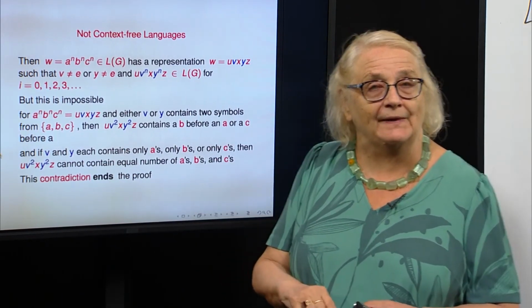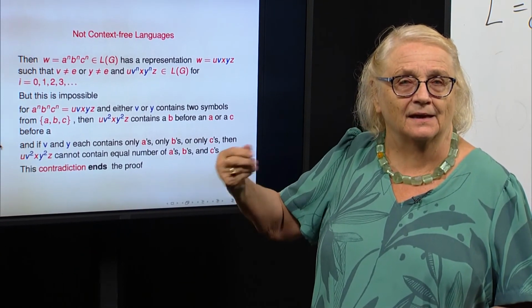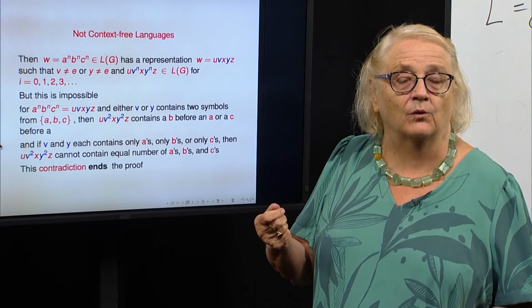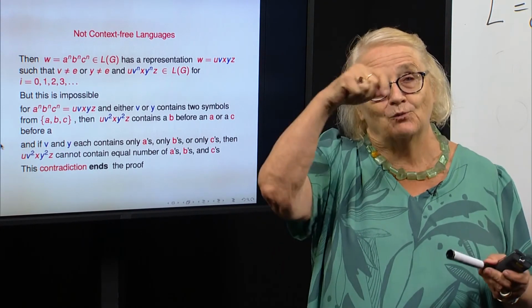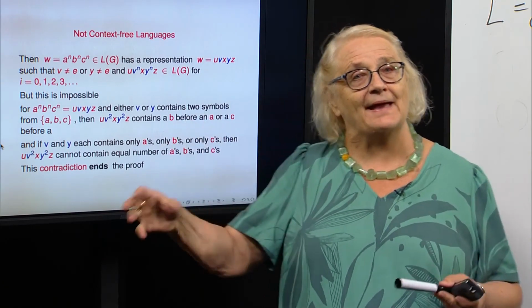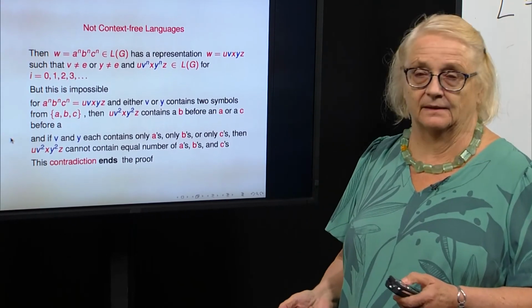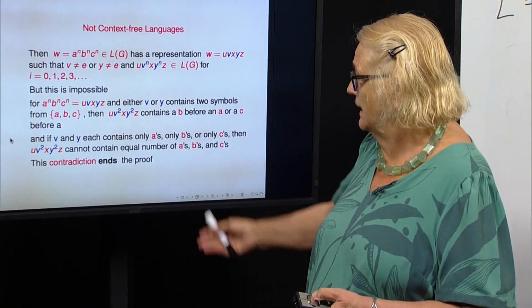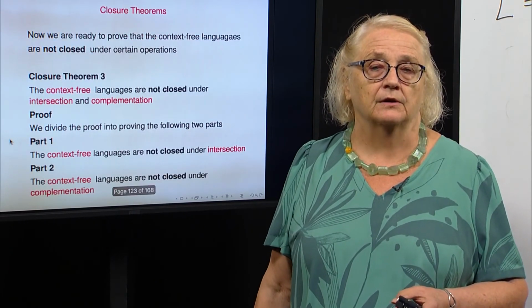It's really the same proof we did for regular languages with a^n b^n. We were looking at how y should look like this, this, and that. So this is the same idea, and this is a contradiction. So we prove that it's not context-free.